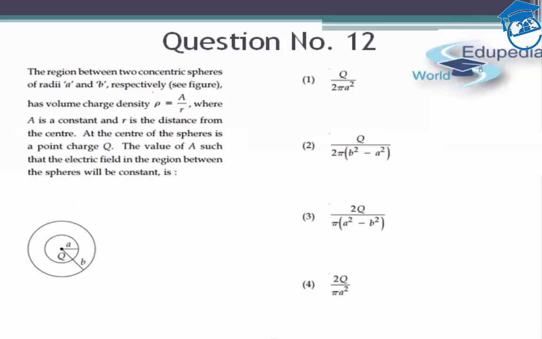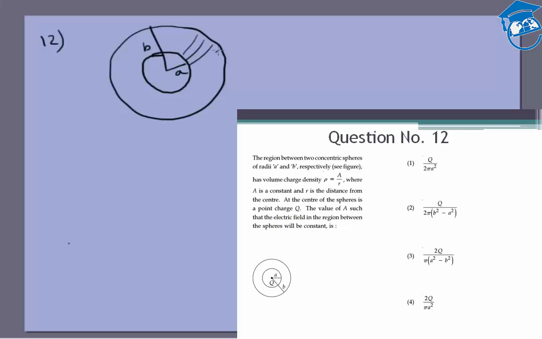We are given two concentric spheres of radii A and B, and the region between them is filled with material of density rho equal to A by r, and the center has a charge Q. We need the electric field between these two spheres to be constant.